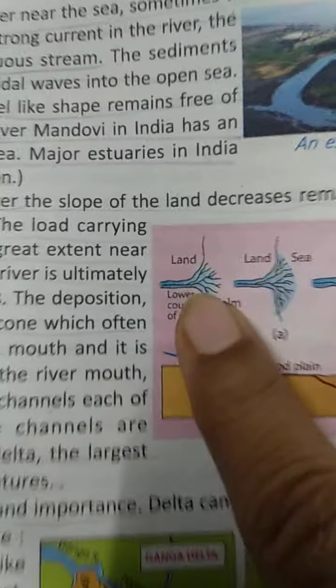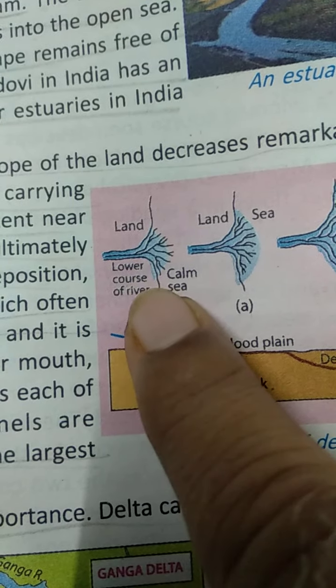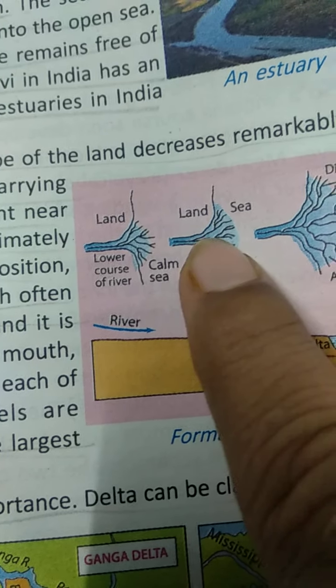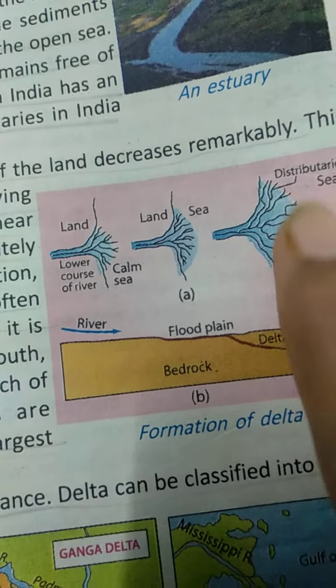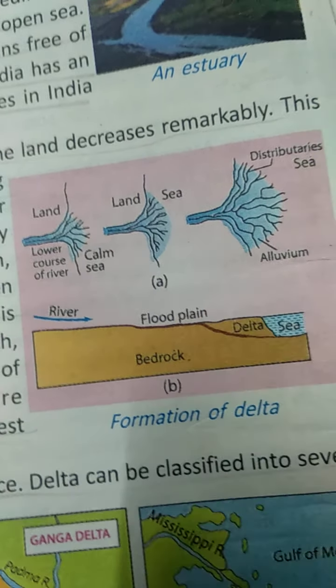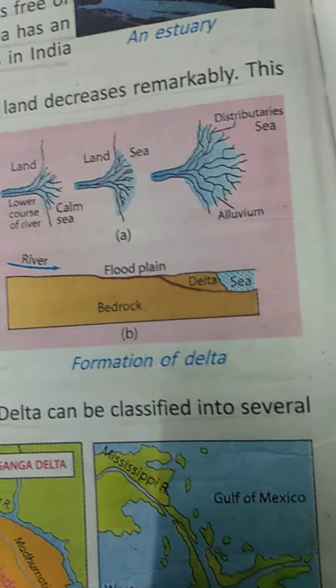Now see, the deposition is happening slowly, and as it increases, it is spreading. So ultimately such a big area is converted into a delta. Here you see it is in a triangular shape, and so it is known as a delta.